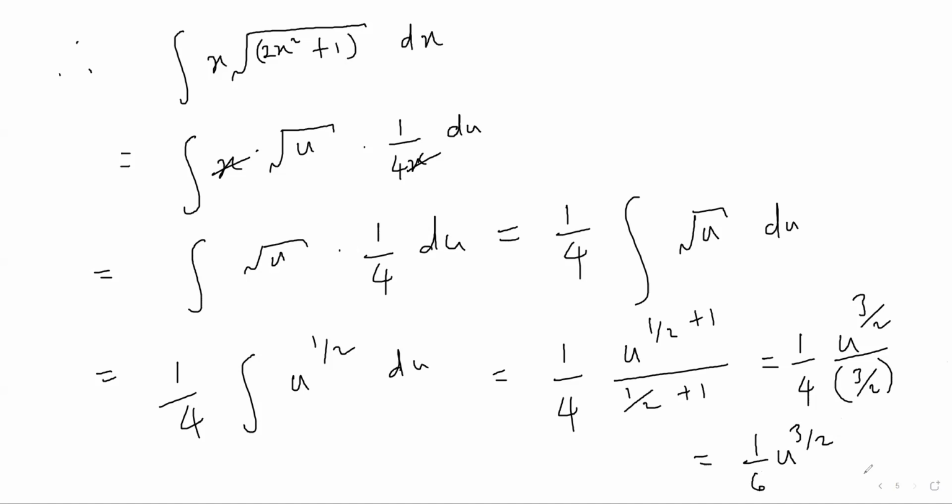Now we said that u is equal to 2x squared plus 1. Now we have to write it again in terms of x, because that's our answer. We have to write the answer in terms of the original variable, which is x. So we said let u be equal to 2x squared plus 1, so we replace it here in the answer. It's 1 over 6 multiplied by 2x squared plus 1 to the power 3 over 2. Okay, so that's the answer to this.